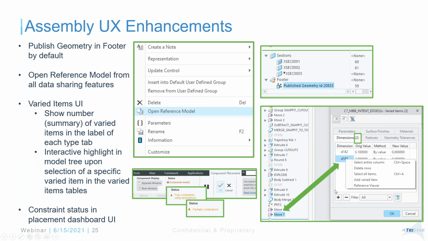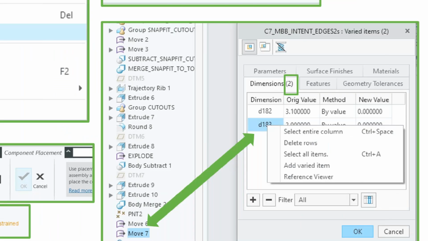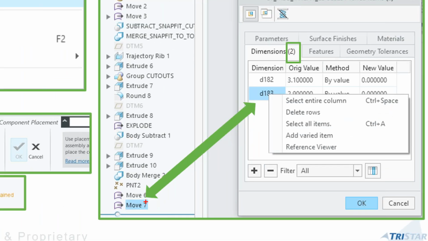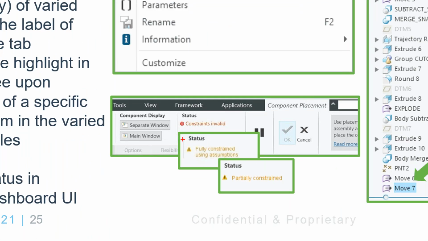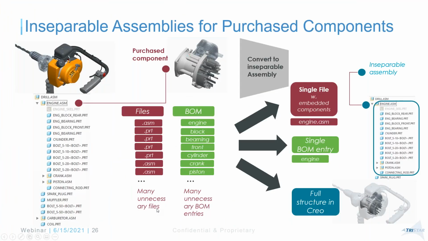And if you use flexibility or varied items and inheritance features, if this is a flexibility one, it will highlight how many dimensions you used, right? How many features, it gives you the number there. And also basic constraints, right? Before, it would just say constraints invalid, or it gives you a color-based one, including telling you fully constrained using assumptions, right? The little warning. So a lot more feedback, I'm thinking. But one of the biggest ones in assembly in general is the inseparable assembly, right?